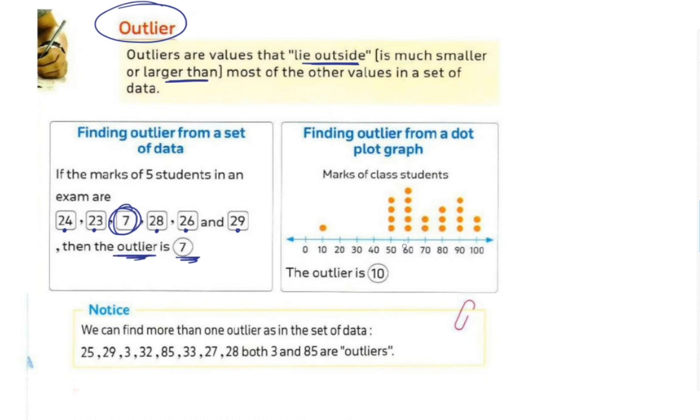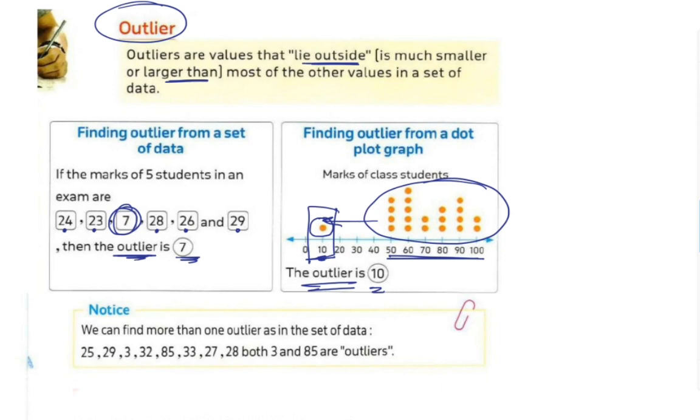Here we have from 0 to 100, and all of these dots are at the right side, but there is one dot here for 10. All of these values start from 50 to 100, so 10 is so far from these values, so I call 10 an outlier.